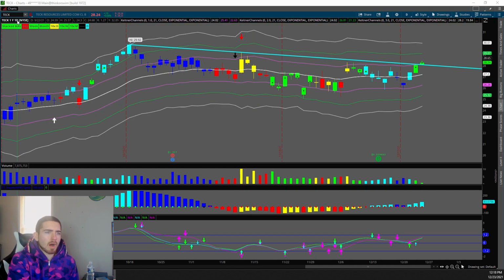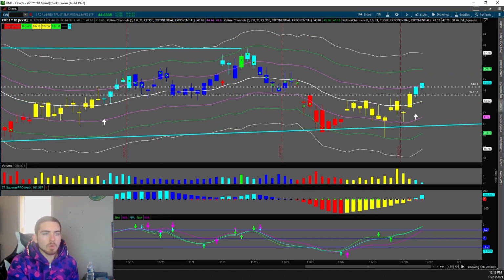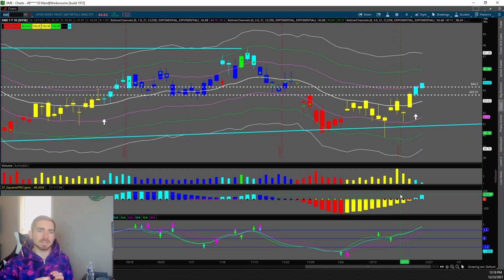So right now, let's go to something like XME. If we go on over to XME, we can see that the daily is squeezing and that the weekly is squeezing. We have the light blue bars with the red dot, again letting us know that the stock is currently squeezing. It means that the stock price is very condensed and there is going to be a big move soon.